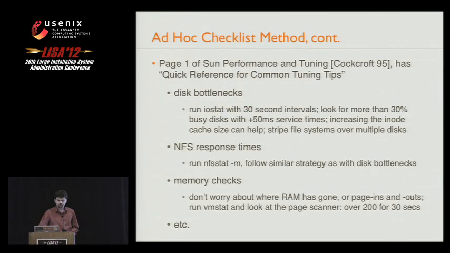As a key example of this, Adrian Cockcroft's book, Sun Performance and Tuning, was influential. And on page 1, he had a quick reference for common tuning tips, which had an ad hoc checklist which went through 11 items. And it's interesting because he put this on page 1. You open the book and it's like, let's go. It's time to look at disk bottlenecks and run iostat with 30-second intervals and look for more than 30% busy disks. And it went through NFS response times and memory checks and other things.